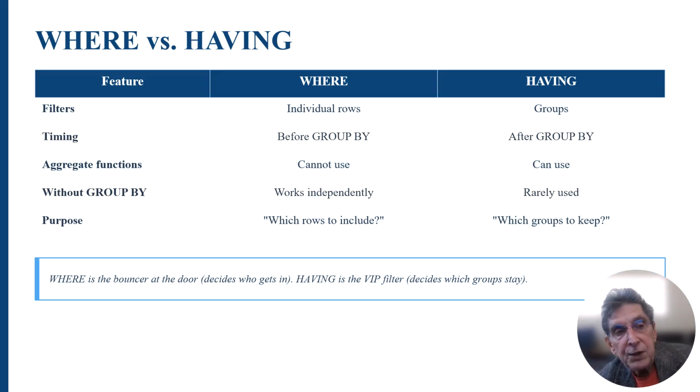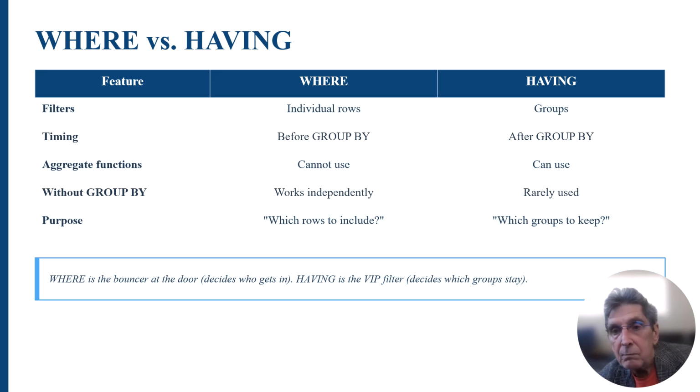Okay, let's try to differentiate between the where and the having, because there's a little bit of overlap, and we talked about that earlier, saying this is a common source of errors. This comparison table is one of the most important references in this lecture. And let me walk through each row. The where filters individual rows. The having filters the groups.